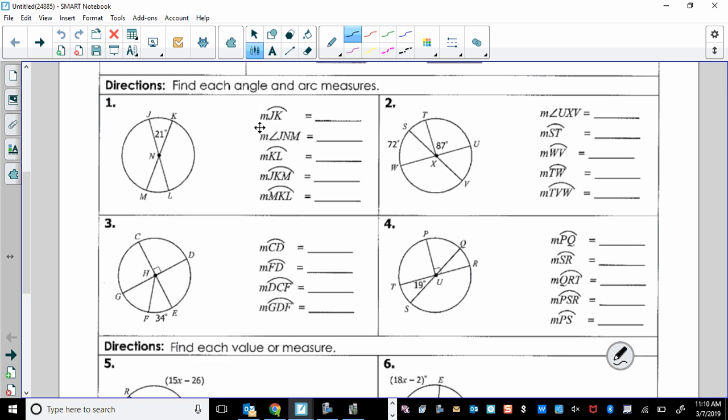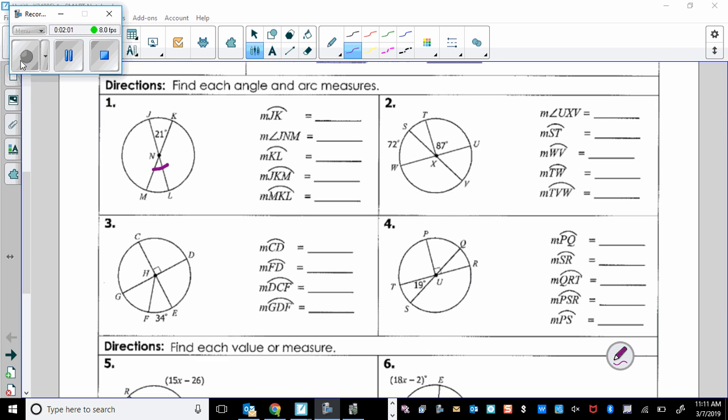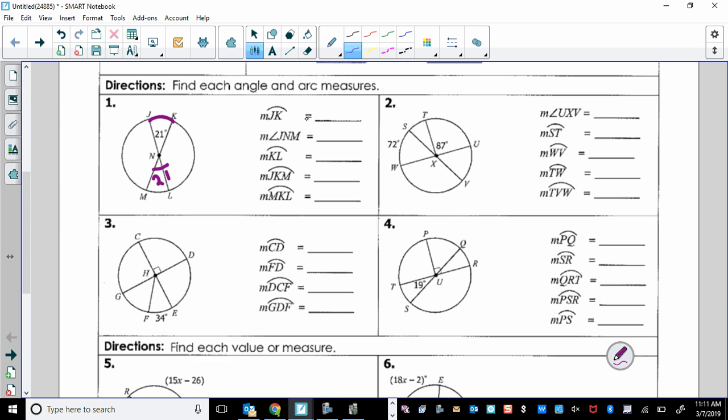So in this case, we have 21 here. You should remember from unit 1 that vertical angles are going to be the same, so this is going to be 21. So JK would be 21, and ML would be 21, but it's not asked. The next question is, what is the measure of J and M? J and M is this angle here.